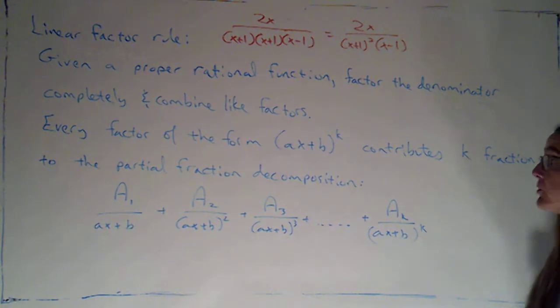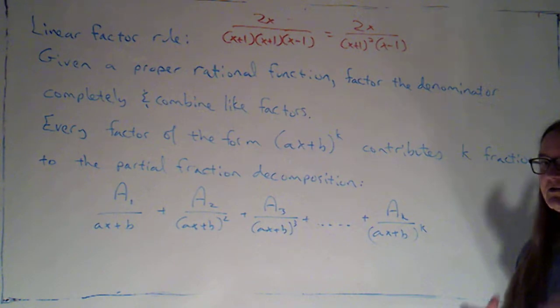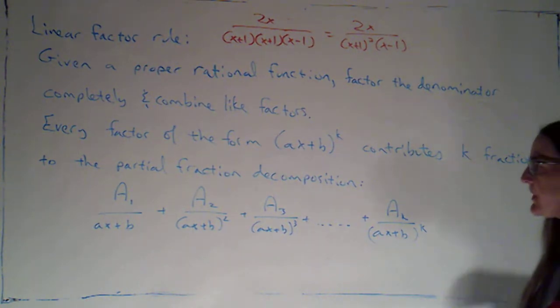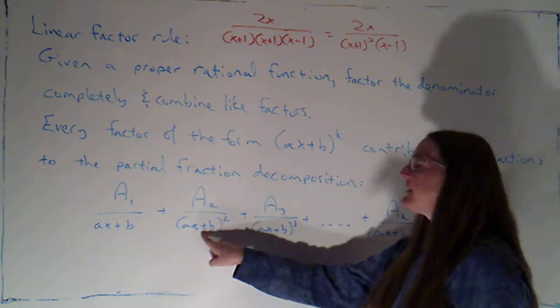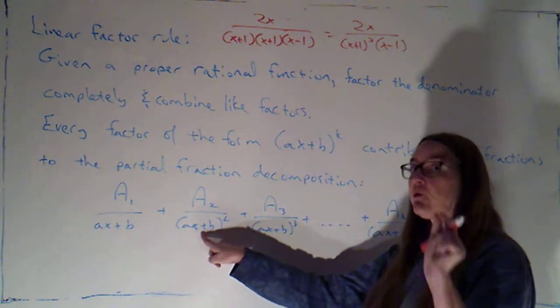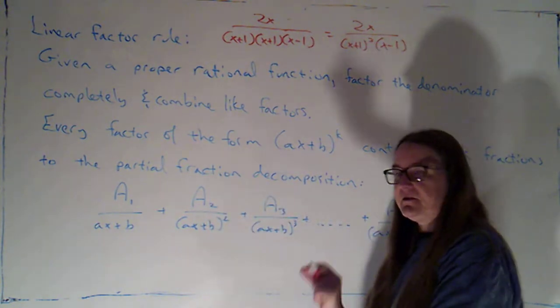Now, we're going to have rules in a moment for what if we have an irreducible quadratic factor. That's a quadratic that doesn't factor. A lot of times people want to view something like this and say, oh, that's a quadratic. But that's not an irreducible quadratic. That's a power of a linear. And so the numerator is just a constant.